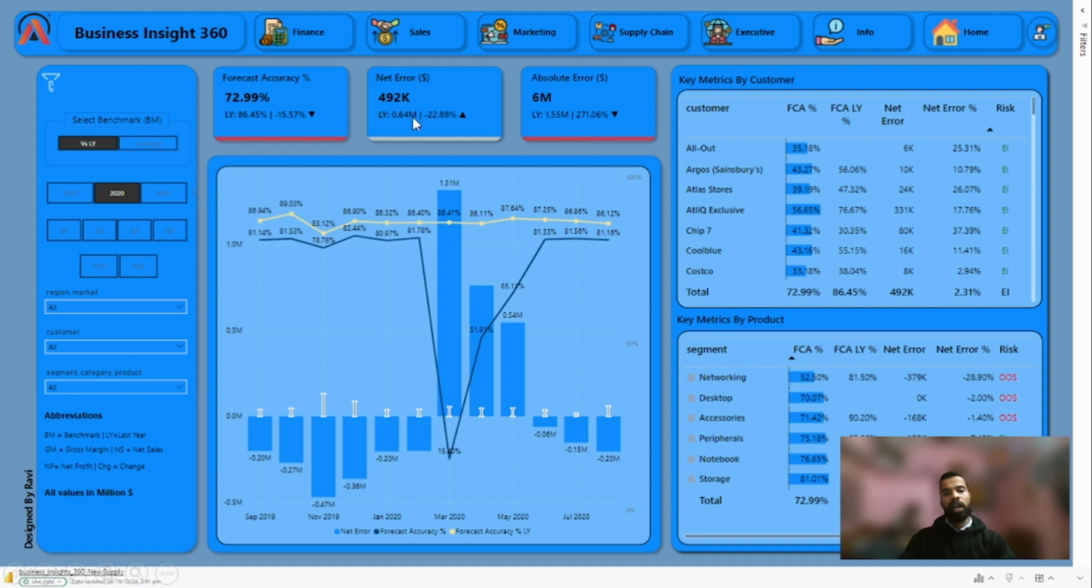And net error last year was $0.6 million, but this year 492,000. So it's indicating that we are below on our net error. So it is a positive indication for Atlic Hardware. This red line showing that we are not achieving our parameters, like forecast accuracy and absolute error.